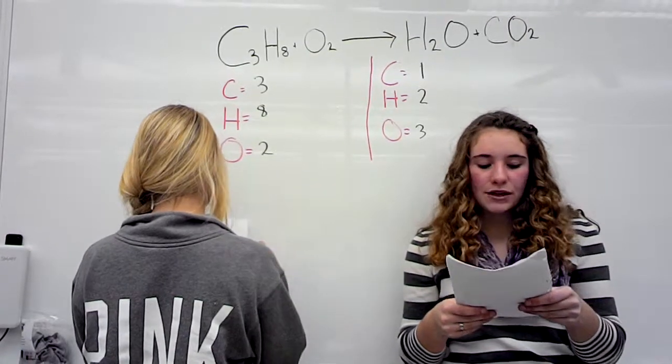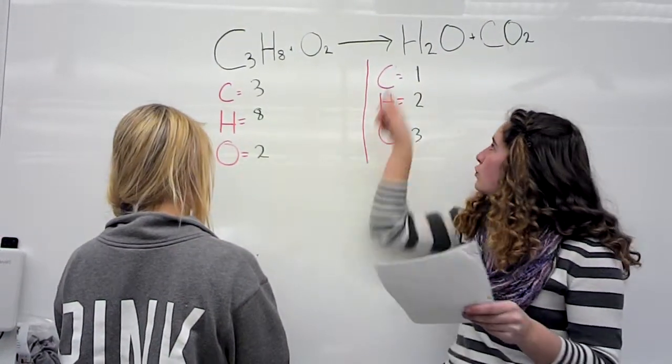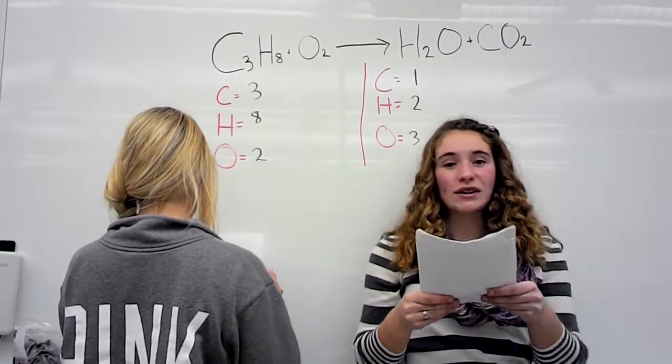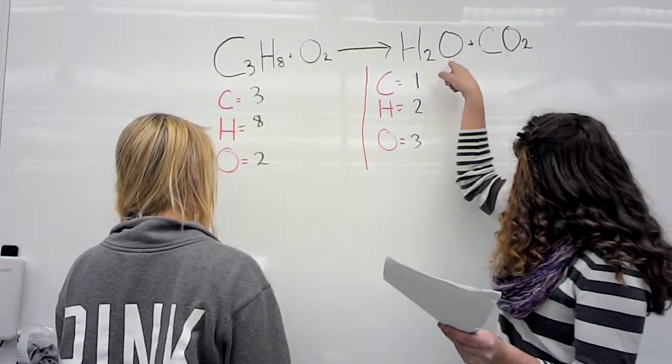Second, you write down the number of elements you have on each side, which is 3, 8, 2, 1, 2, 3. Remember, if you have more than one of the same element on each side, remember they're both there, like the oxygen right here.